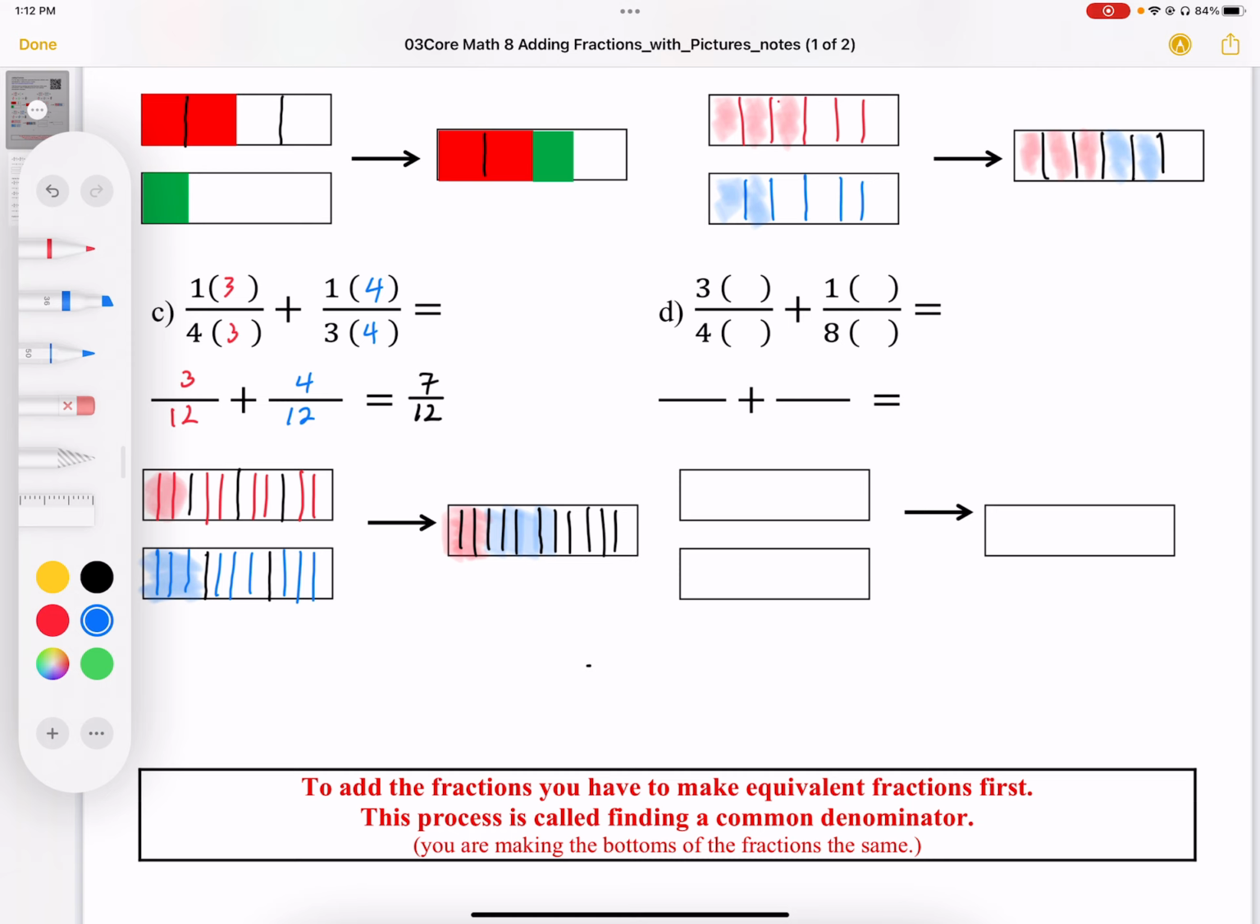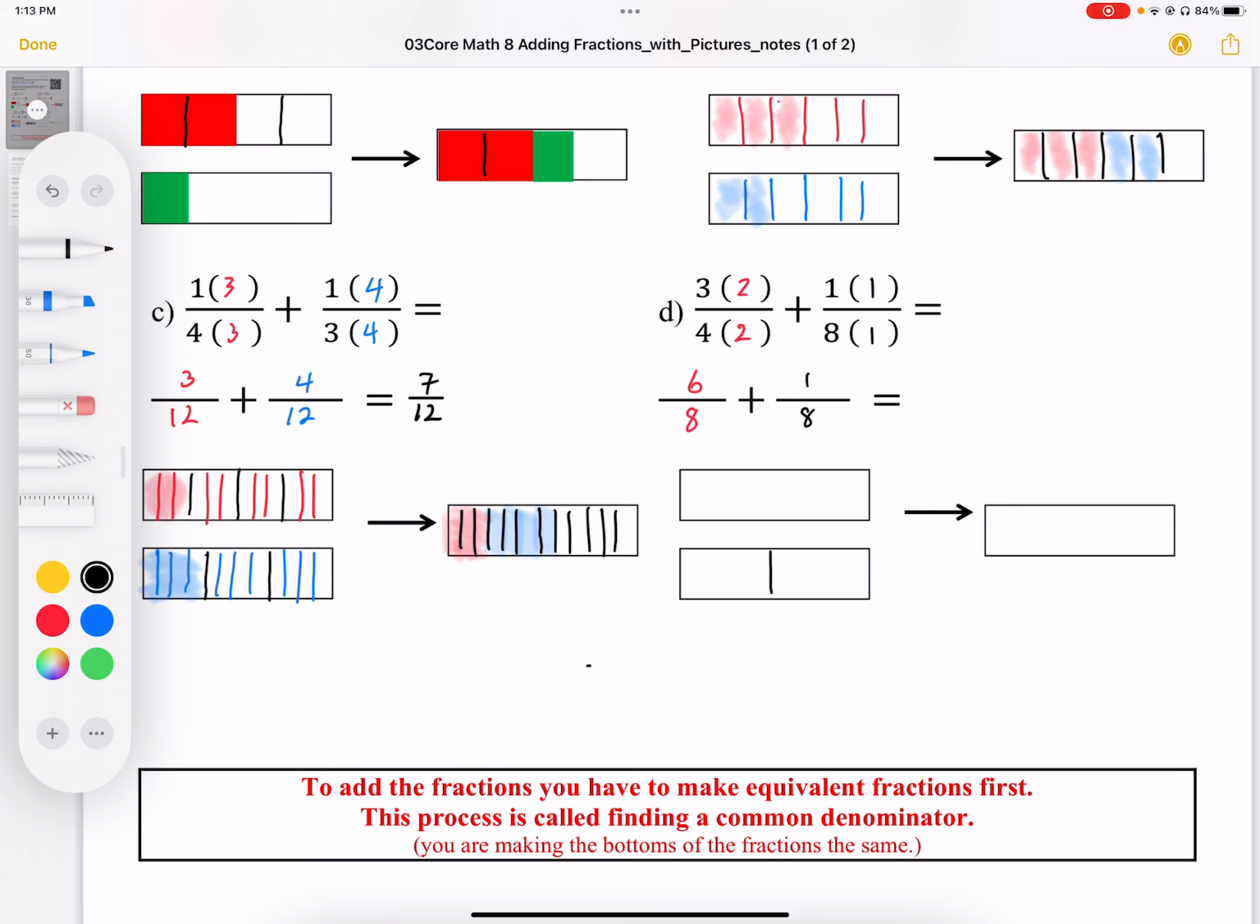For this one here, if I do groups of 2 for 4, I'm going to have the same as my 1/8. So I'm going to do times 2 times 2. For the 1/8, well, I don't need to change that. I can just keep that as 1/8. So this is going to give me 6/8. And this stays as 1/8.